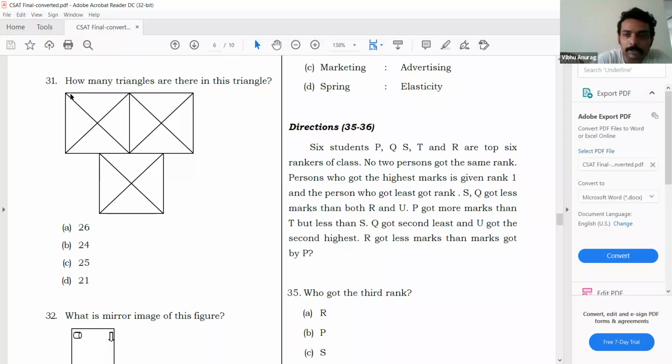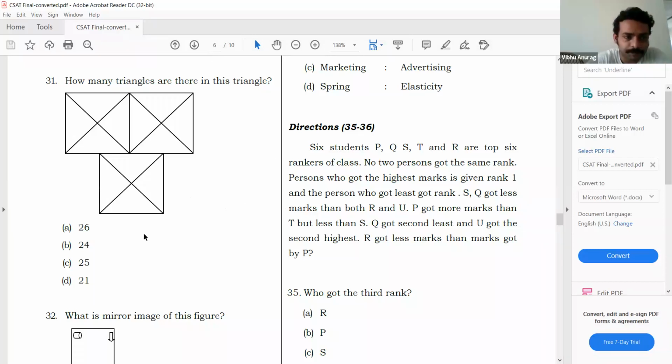Then see, each square has 4 right angle triangles. This is one. See my cursor. This is the second one, split by this diagonal. Then through this diagonal, this is the third one, and this is the fourth one. So each square has 4 right angle triangles. So 4 into 3, 12 again. 12 plus 12, 24. And then see this big triangle and the inverted big triangle. So another 2. So 24 plus 2, 26. So for 31, the answer should be A. 26.